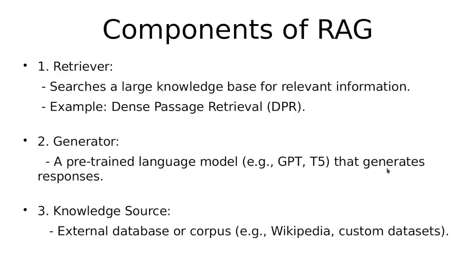So the components of RAG are retriever, generator, and knowledge source. The retriever searches a large knowledge base for relevant information. There are various retrievers. The generator is like GPT models. It's a normal LLM. And a knowledge source.